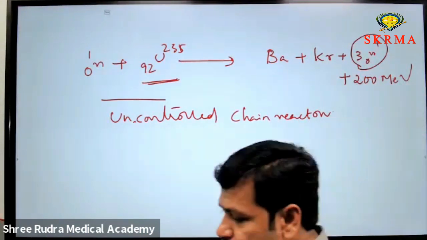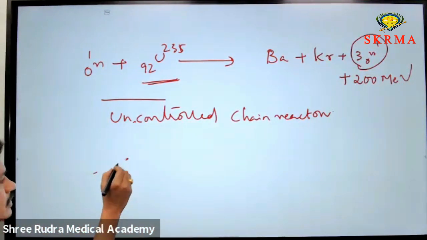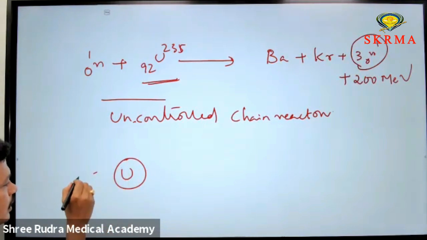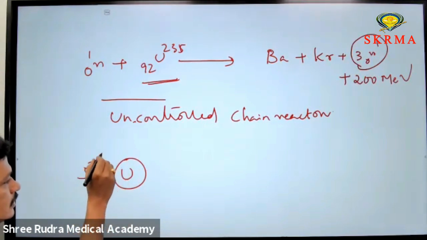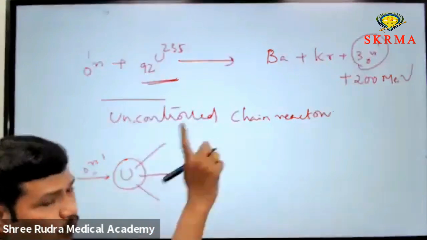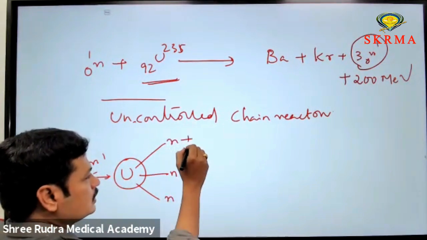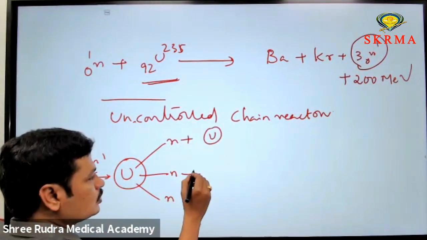Further, the 3 neutrons react with another uranium nucleus, like this. This is uranium. A neutron collides with the uranium nucleus. 3 neutrons are liberated in one process. These 3 neutrons further react with other uranium nuclei.